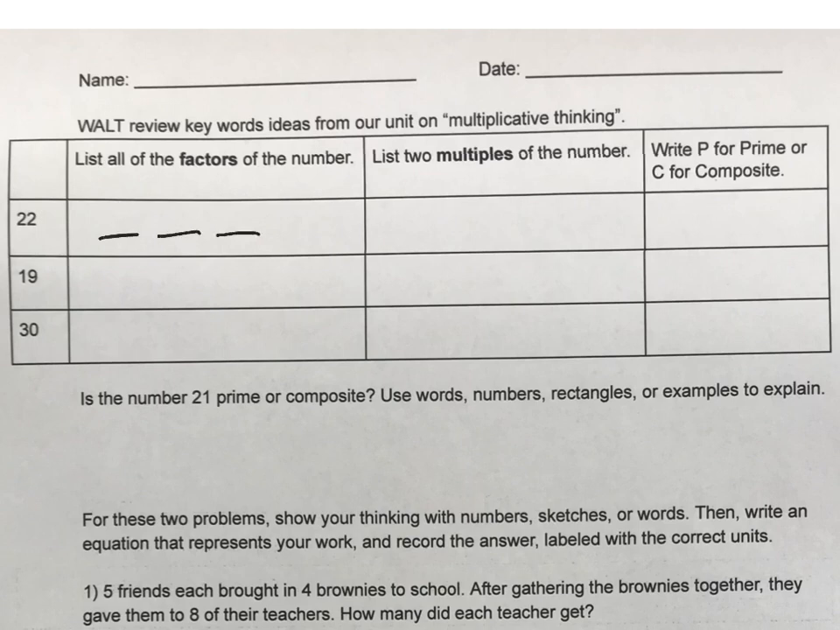There are 4 of them, and of course, you can start with 1 and 22, and there's just 2 more, and 22 is an even number, so that should help you with the other set. But those are the factors.